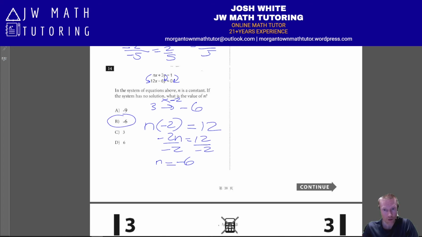Alternate way to do this too is technically figure out the slope of the bottom line, either by doing the negative a over b shortcut or putting it into slope-intercept form, and then take the answer choices and plug them in and figure out which one of these will give the top line the same slope. Because when you have a system of equations and it's no solution, it means they have the same slope but different y-intercepts. So that's an alternate way to do this problem or to figure it out.